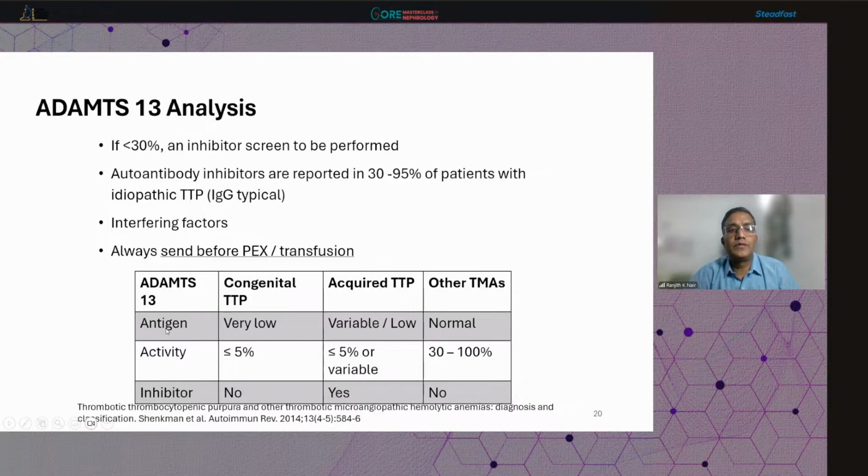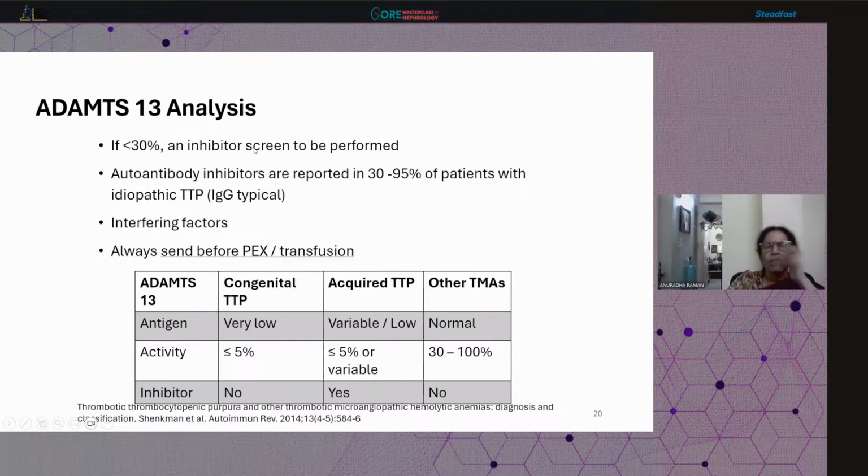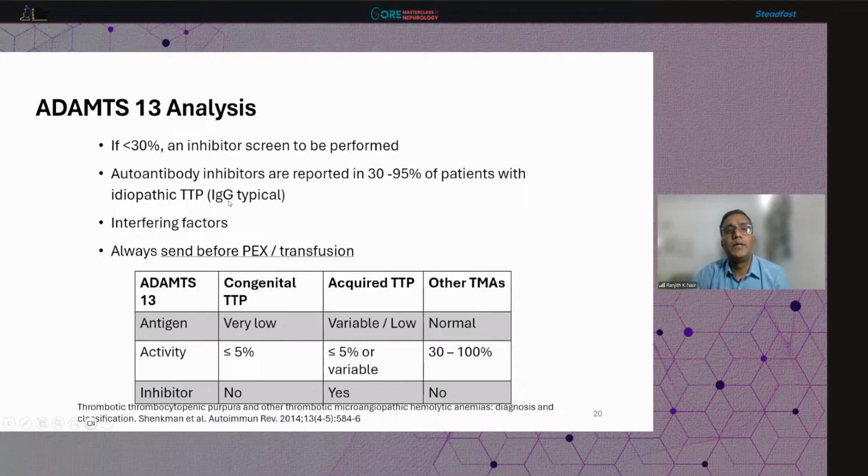ADAMTS13 analysis, of course, if it is less than 30%, then an inhibitor screen is to be performed. And typically the autoantibody inhibitors have been reported in idiopathic TTP, which is IgG. And it is always ideal to send it before the plasma exchange or the transfusion is started.